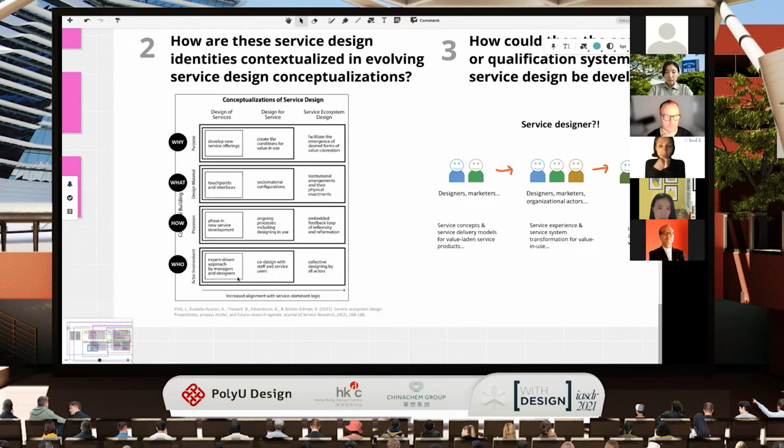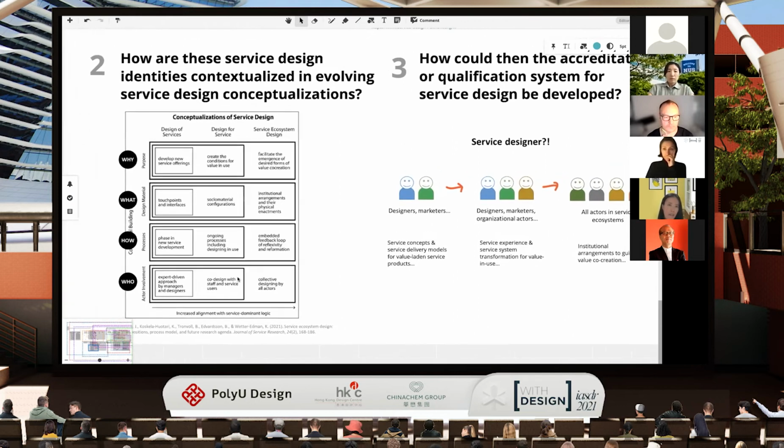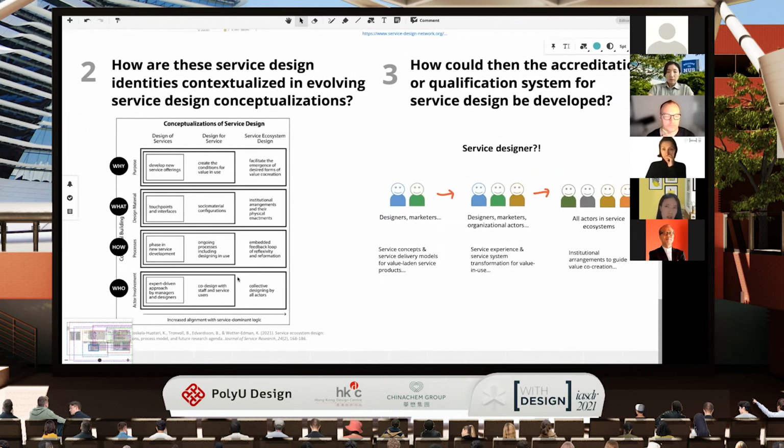and their physical enactments. So we probably could position those different accreditation or qualification systems in this developing conceptualization of service design. And then by doing that, we may discover some commonalities and differences between different accreditation and qualification systems. And also we may be able to discover some gaps between those practical qualification systems and this developing discussion about conceptualization of service design.